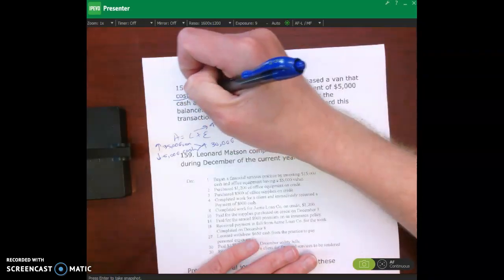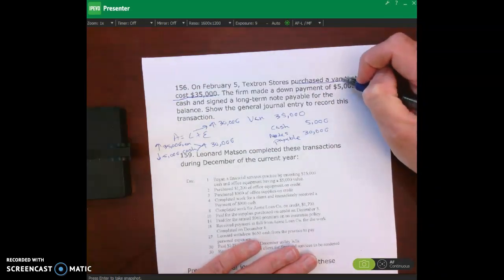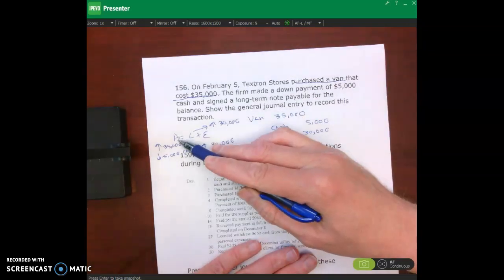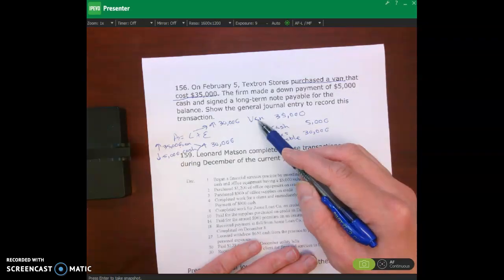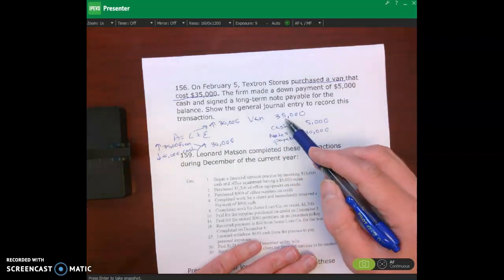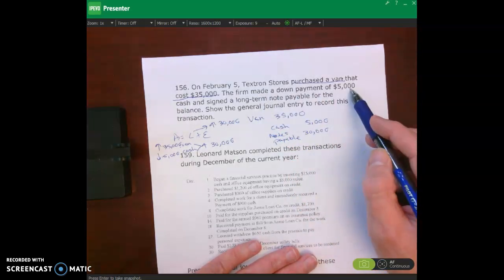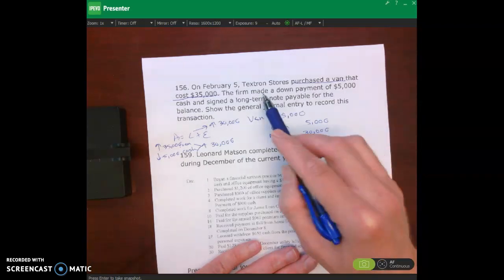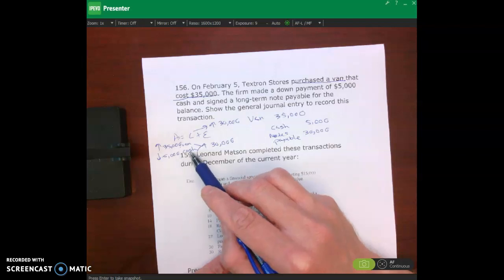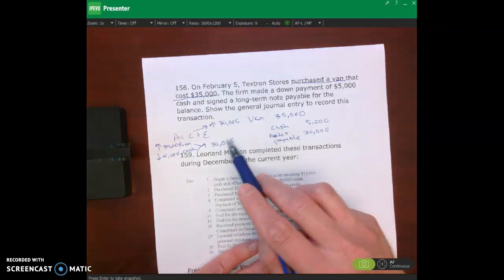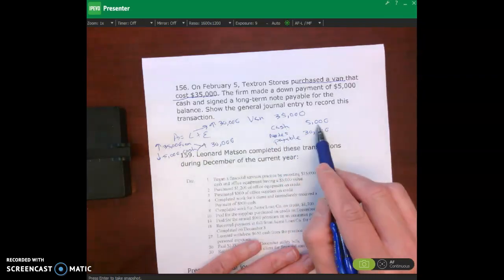They purchased a van. Okay? Where do you think you put the van in terms of the accounting equation? It's an asset. So assets, van, is going up by $35,000. So I debit van, okay, for $35,000. And then it says the firm made a down payment of $5,000 cash. Well, I'm paying cash. Cash is an asset. Cash is going down by $5,000. How do I recognize that assets go down? I credit the cash for $5,000.